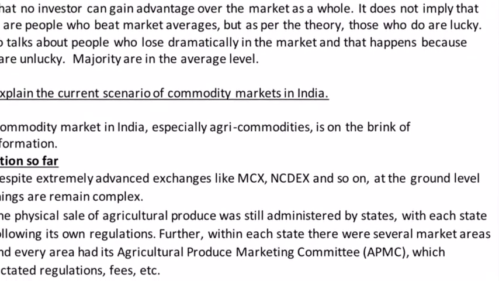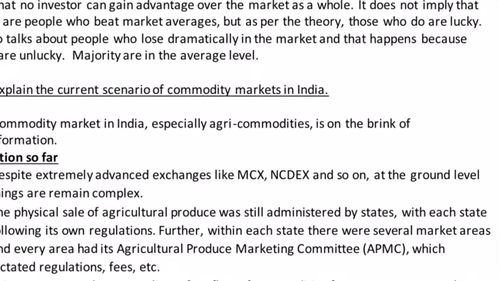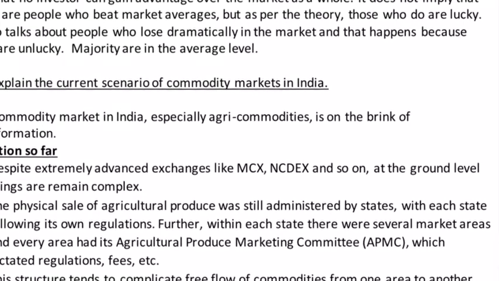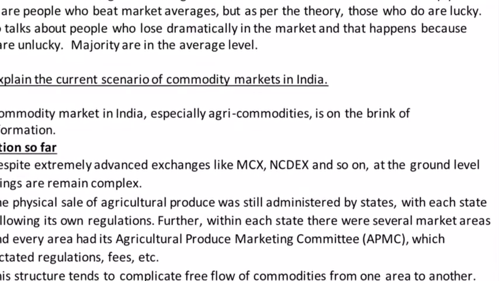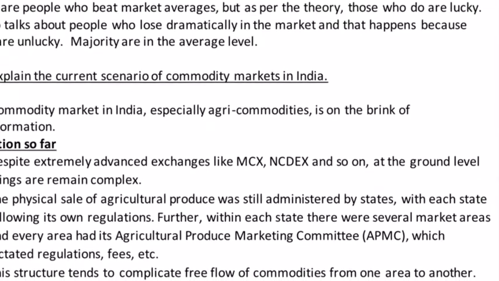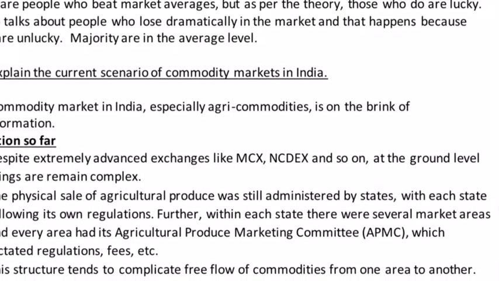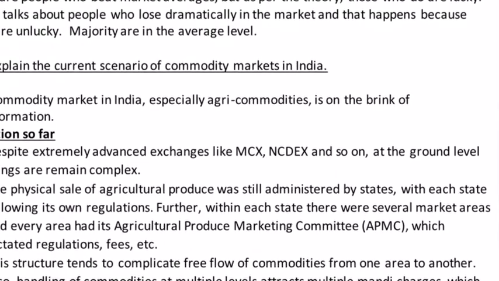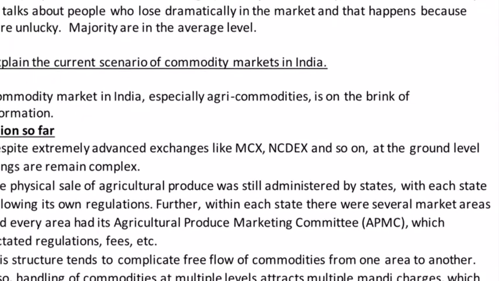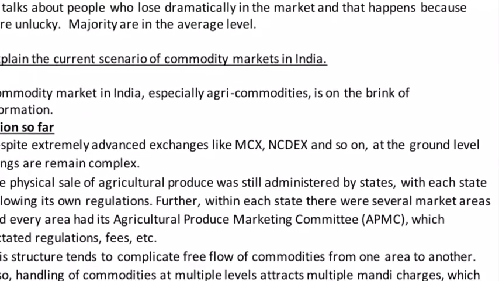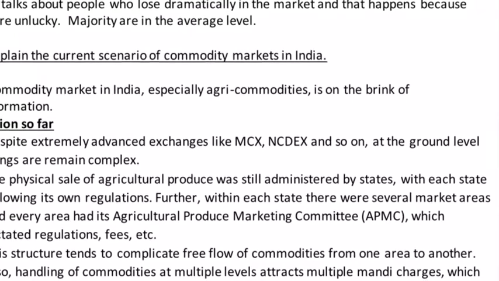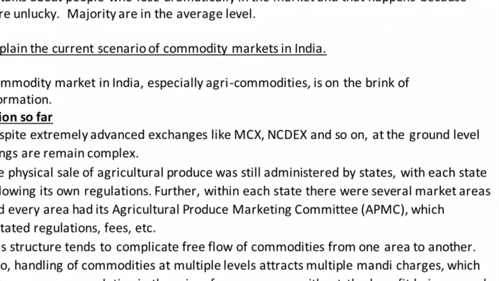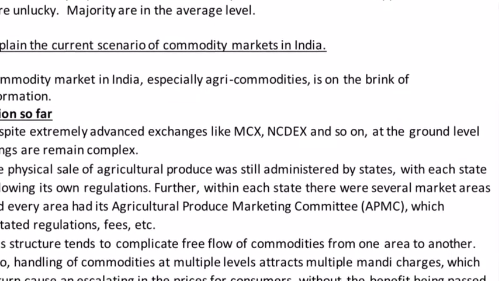However, it says it doesn't imply that there are no people who beat market averages and earn a better rate. And it also acknowledges the fact that there are people who also end up dramatically losing in the market. But as per this theory, it's purely because people who lose out are unlucky, and people who gain are lucky. For the majority of the people, they are at an average level. Okay, so this is the concept of market efficiency and the efficient market hypothesis.